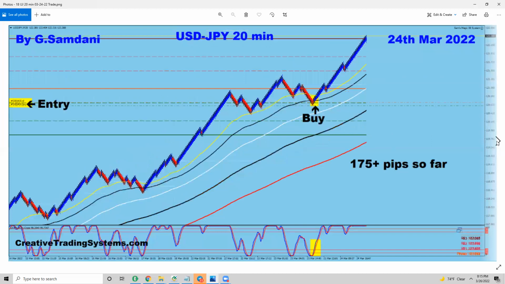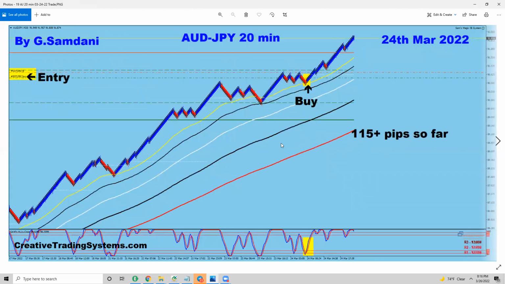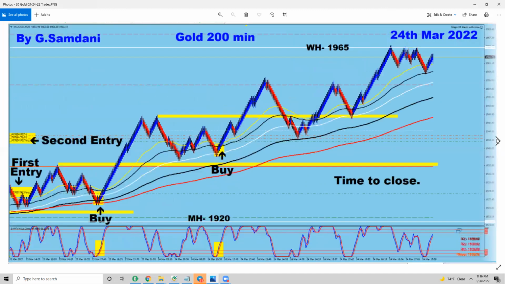And then you have USD yen to the upside, 175 pip. Look at that. This was a beautiful trade. This was a small trade, but it came down and then again from here, straight up 175 pip. Aussie yen again went up 115 pip. All yen pairs, you will see.